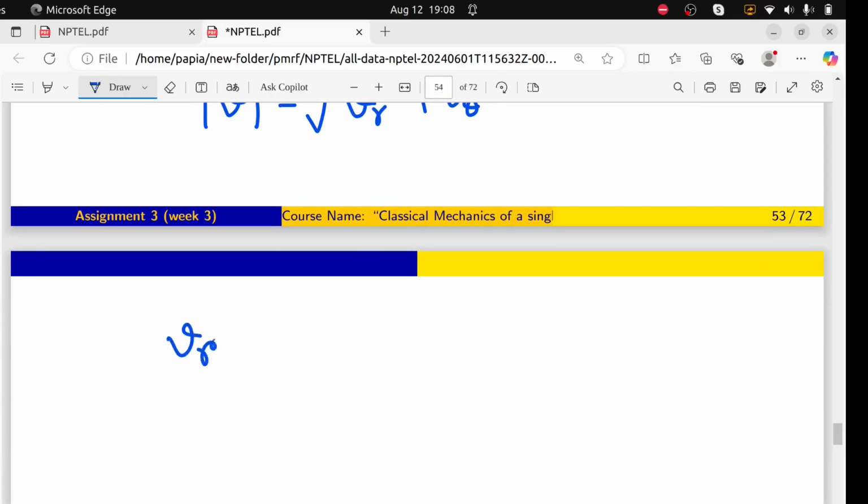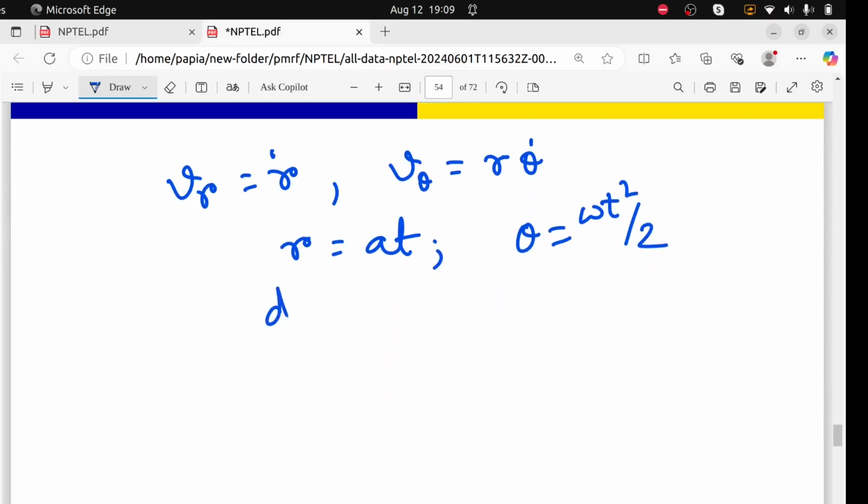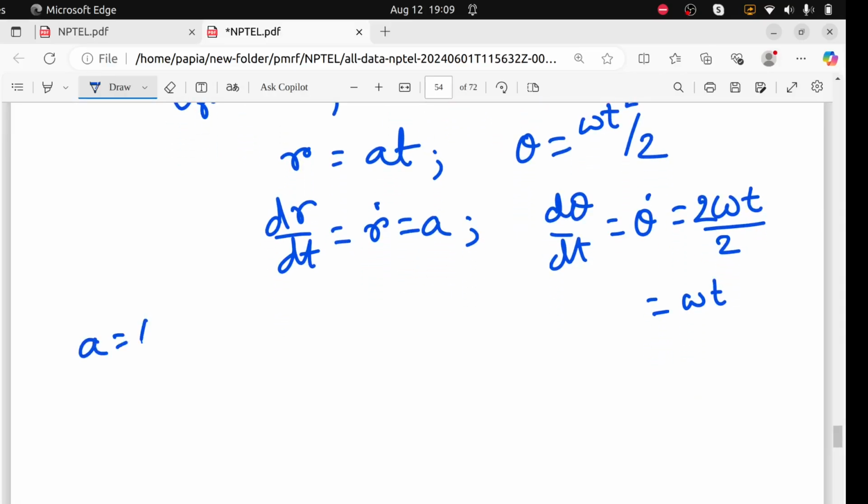Now what is VR? VR is R dot, V theta is R theta dot. Now I have R equals to At, theta equals to omega t square by 2. So simply I have dr dt, that means R dot is A, and d theta dt, which is theta dot, is omega 2t by 2, which is omega t. And I have A equals to 1 by 3, omega equals to 1, so R dot is 1 by 3 and theta dot is t.